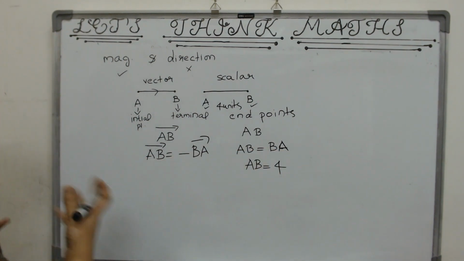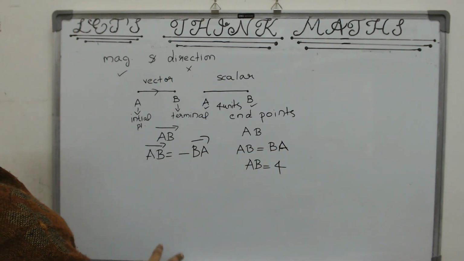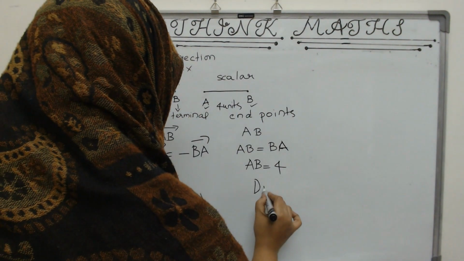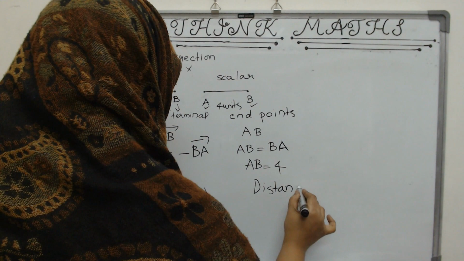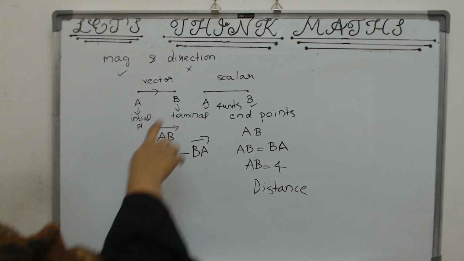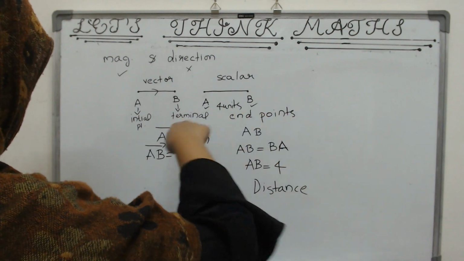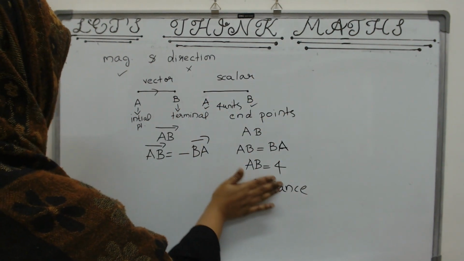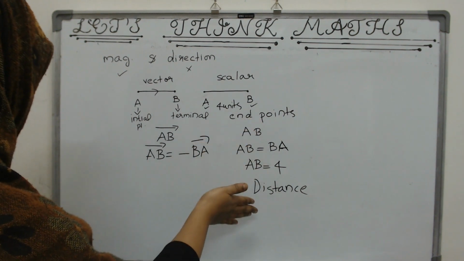And how can you explain this difference in your daily life? Take this as the distance between maybe your school and your home. So whether you go from school to home or home to school, the distance will always be the same. It will always be 4.